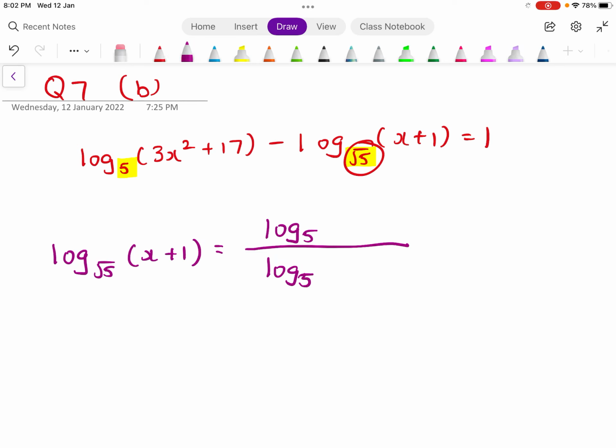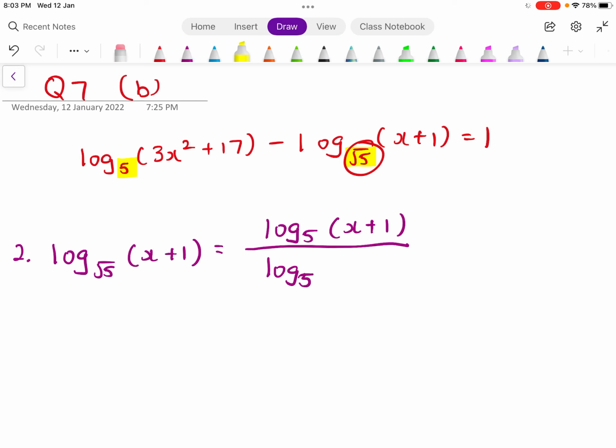Normally when we change the base, we want to change the base into something that does not have any square root. So for me, I want to change the base to positive 5, no square root. Looking at the second term here, log square root 5 of (x plus 1), how do I change the base? Very simple. First thing first, you put a fraction, then you put a log 5 on top, and log 5 below. After that, on top, you put x plus 1.